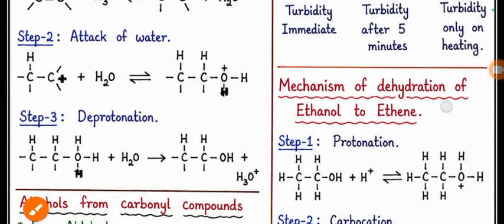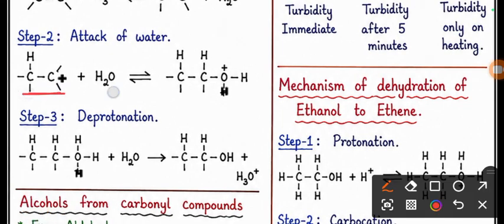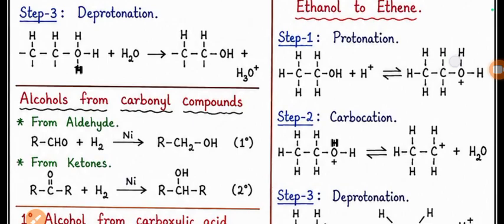Second step, attack of water on the carbocation. To this carbocation, water will attack and form an oxonium ion. Third step, from this oxonium ion there is a release of proton to form alcohol. So the 3-step mechanism of alkene to alcohol is very important.